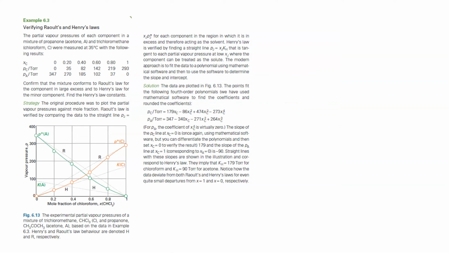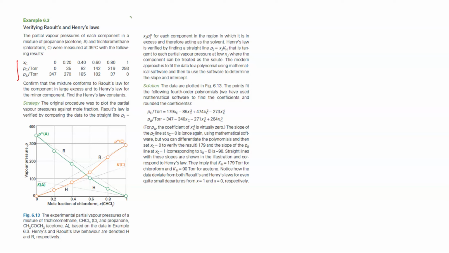Now that we had that little segue, let's do an example of verifying Raoult's and Henry's laws. The partial vapor pressure of each component in a mixture of propanone, or acetone, A, and trichloromethane, or chloroform, C, were measured at 35 degrees Celsius with the following results. Confirm that the mixture conforms to Raoult's law for the component in large excess and to Henry's law for the minor component. Find the Henry's law constants.